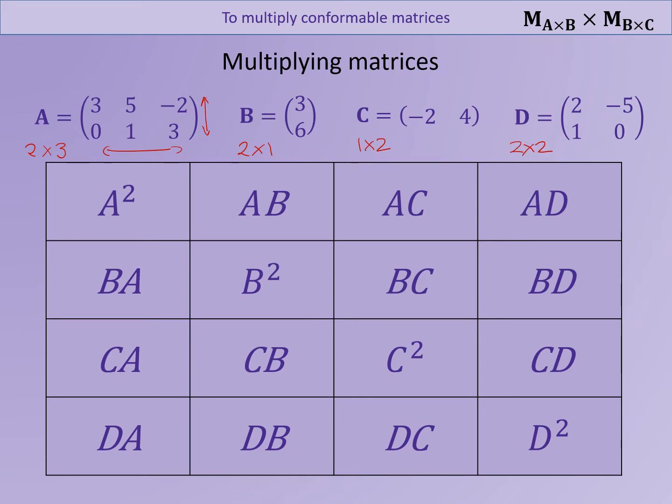Remember, when you are multiplying, the columns of the first matrix and the rows of the second matrix must be equal for their order. Have a go now.